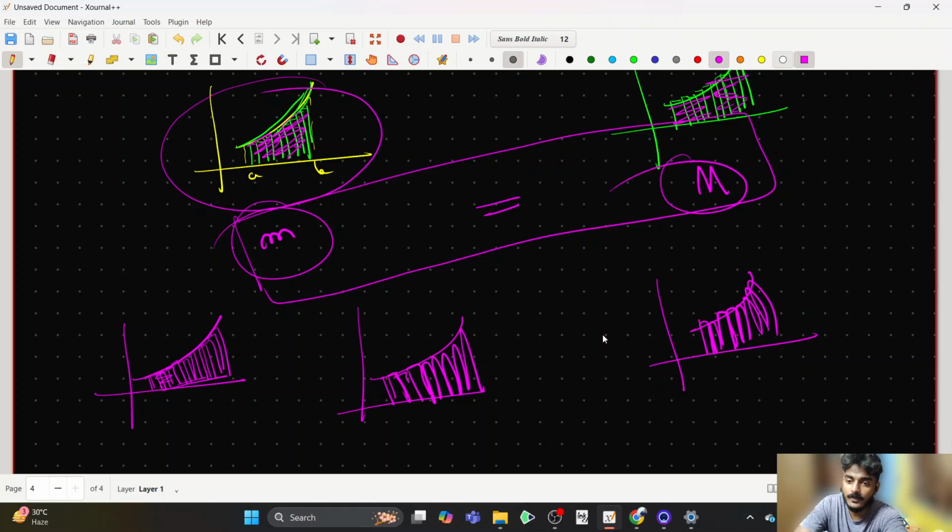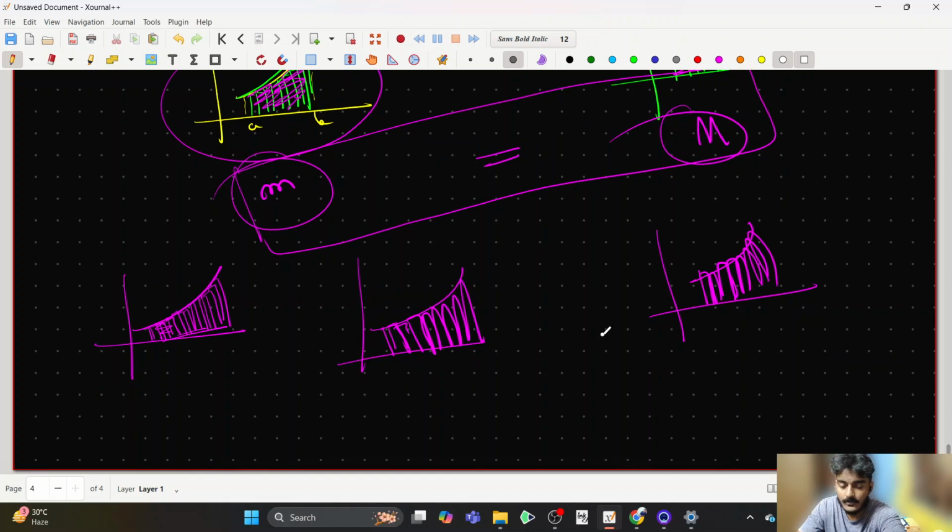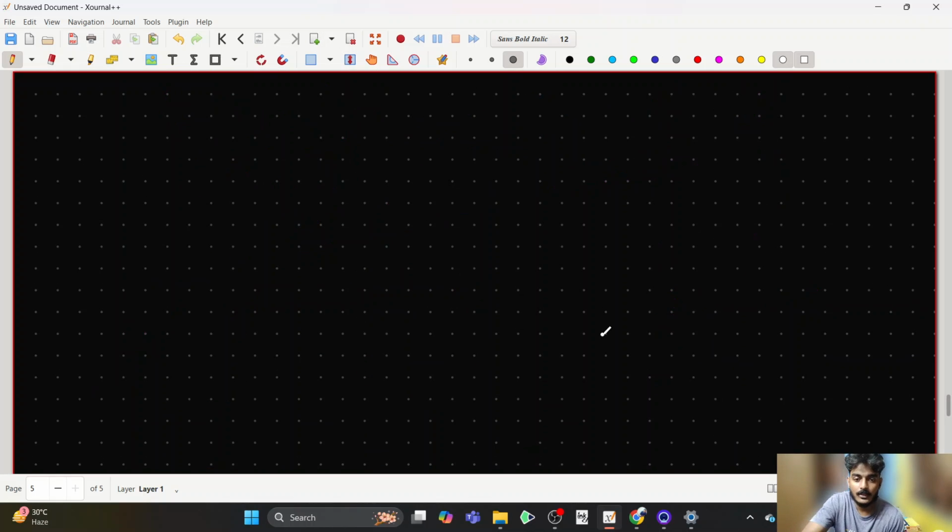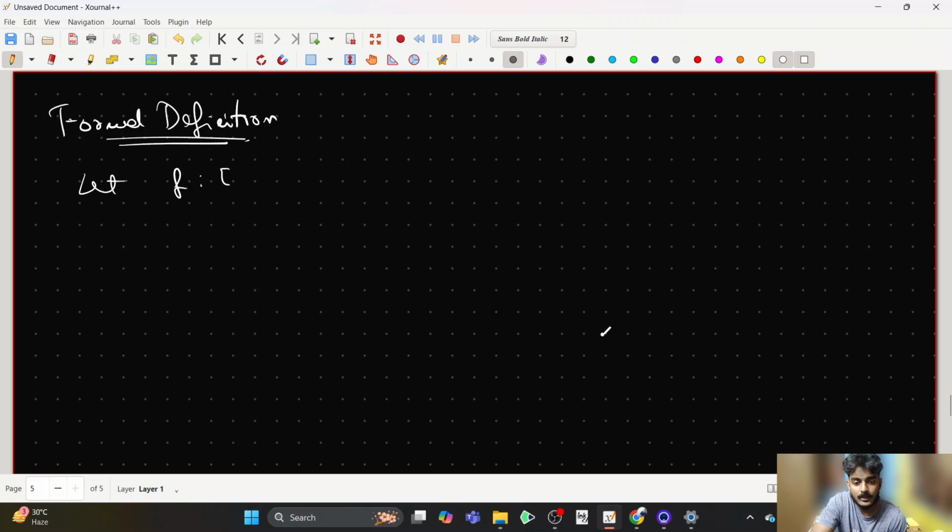So let's now formally define it. Fine. So the formal definition. Now when we deal with the formal definition, we will keep on drawing the diagram in order to have a better understanding. Formal definition. Okay. So let f from the closed interval [a, b] to R be a bounded function. Fine.